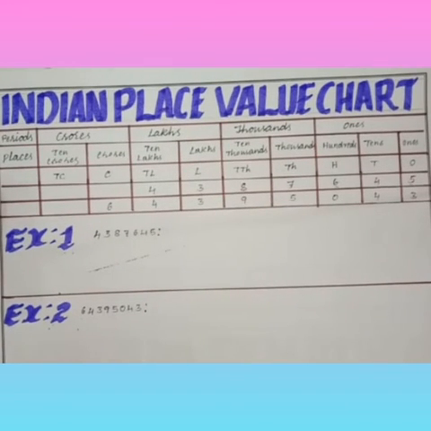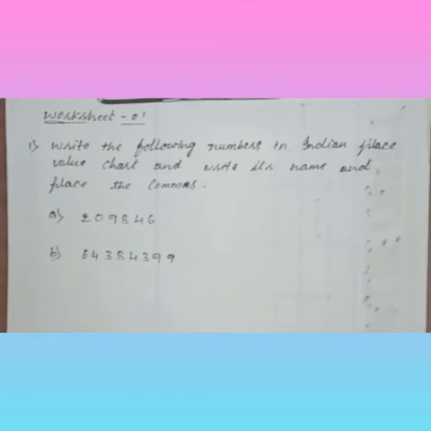Now you know how to write the given numbers in the Indian place value chart. Children, in the next video session, I am going to teach the international place value chart. Before that, today I am giving worksheet 1. The question is, write the following numbers in the Indian place value chart, write their names, and also place the commas. I have given 2 questions. You have to complete them and show them in the live sessions.